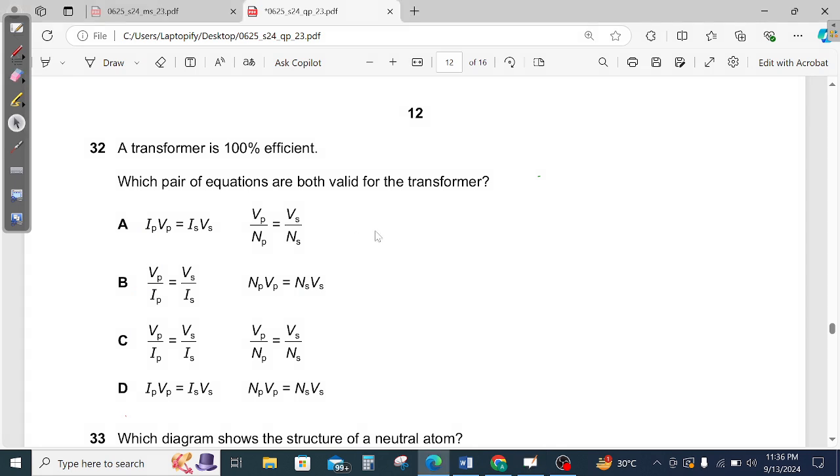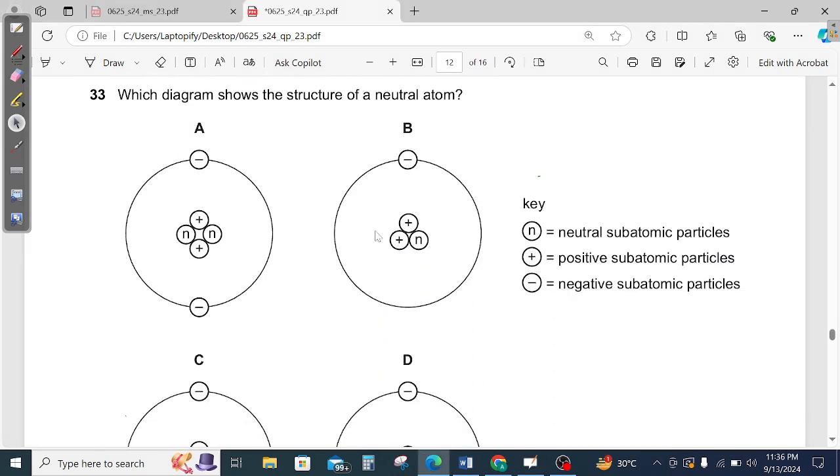Question number 33. Which diagram shows the structure of a neutral atom? Neutral atom means if the number of protons is equal to the number of electrons, then the atom will be electrically neutral, because every atom in the periodic table has the same number of protons and the same number of electrons. The number of neutrons can vary.